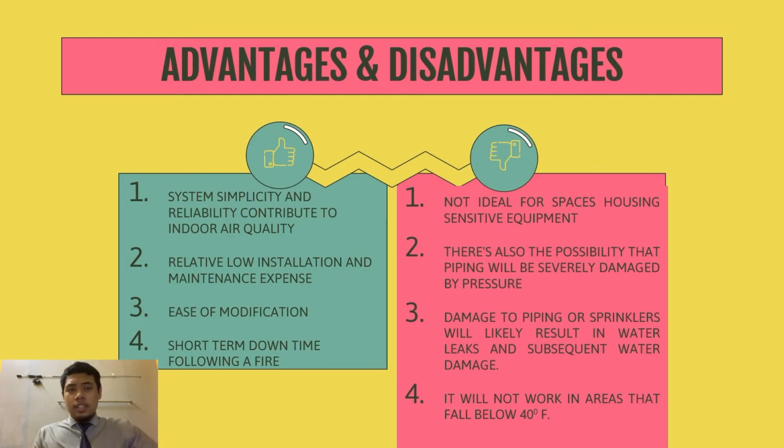And the last one is short-term downtime following a fire. The least amount of effort is needed to restore a wet pipe sprinkler system. Replace the fuse and sprinklers, and switch on the water supply to restore sprinkler protection in most cases. Resetting control devices on pre-action and dry pipe systems may take a little longer.